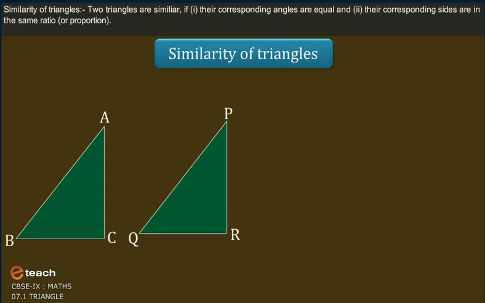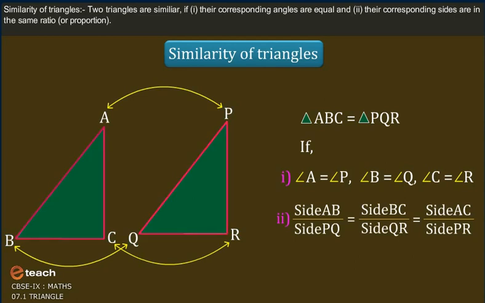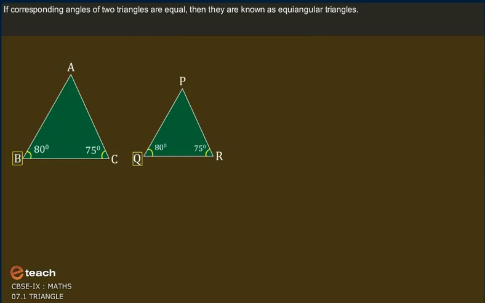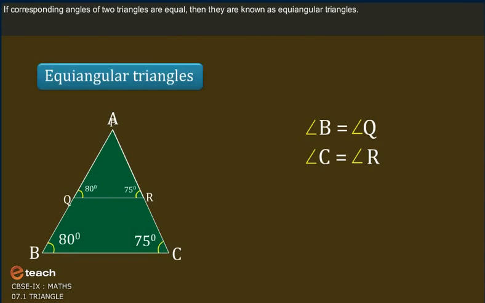Similarity of triangles. Two triangles are similar if 1, their corresponding angles are equal, and 2, their corresponding sides are in the same ratio or proportion. If corresponding angles of two triangles are equal, then they are known as equiangular triangles.